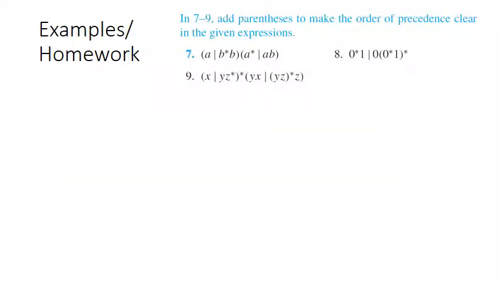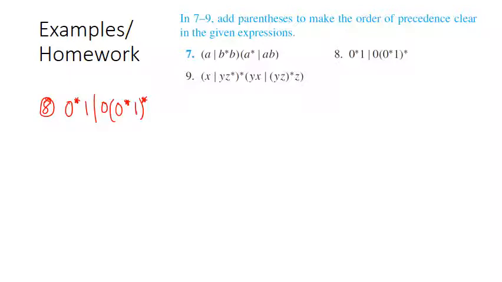All right, so let's look at some examples where we talk about the order of precedence. These are all regular expressions, and as you see, they're quite complicated. What we're going to do is add parentheses to make the order of precedence clear in these given expressions. I'm going to do number 8 and 9, and number 7 is your homework problem. Okay, so let's look at number 8. We have 0 star, then 1, then or, then 0, parentheses, 0 star, then 1, and then a star outside of the parentheses.